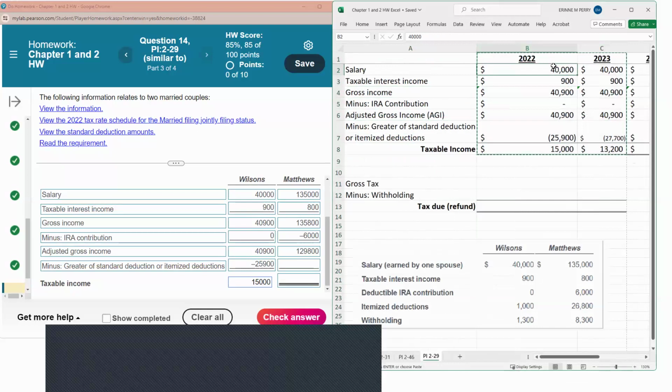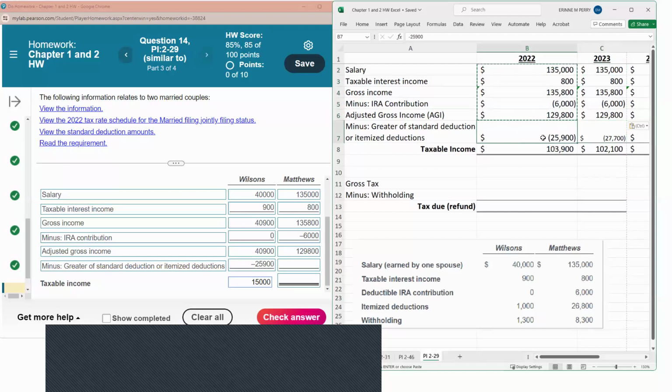So for the Matthews, their income is $135,000, taxable interest of $800. Their IRA contribution will be $6,000. So we've already calculated that their adjusted gross income is $129,800. But now we essentially need to factor in, well, does it work better in their favor if they claim itemized deductions or standard deductions?